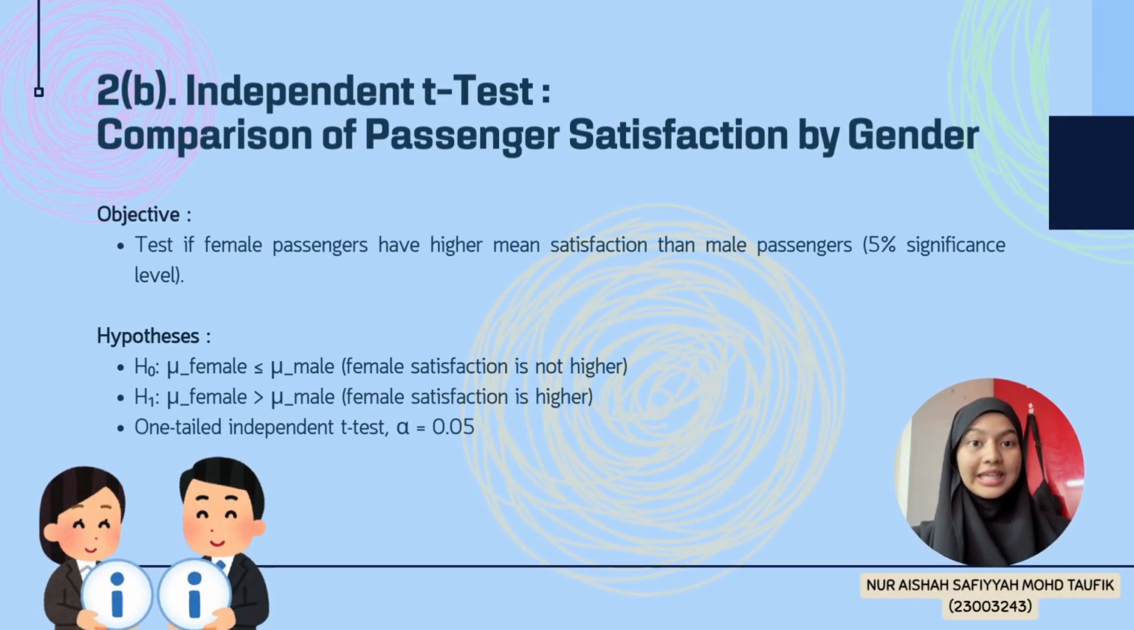For question 2B, in this hypothesis test, we aim to determine if the female passengers have a higher mean satisfaction score than the male passengers at the 5% significance level. The null hypothesis states that the mean satisfaction of the female passengers is less than or equal to the male passengers, while the alternative hypothesis states that the female satisfaction is higher than the male. This was tested using a one-tailed independent t-test.